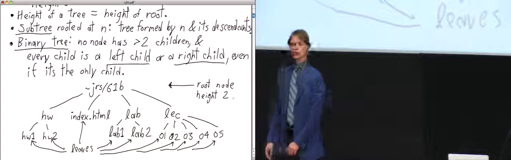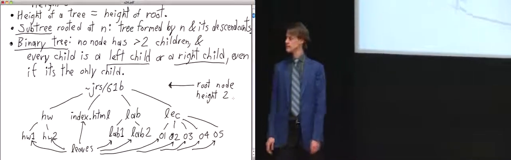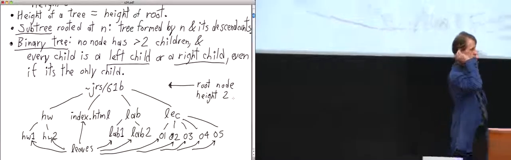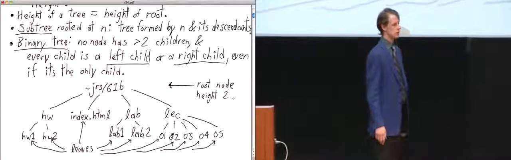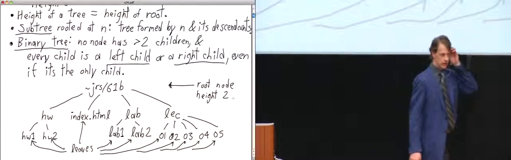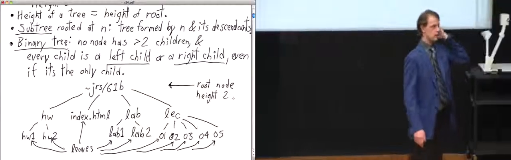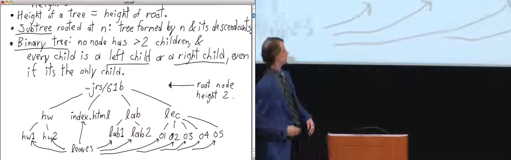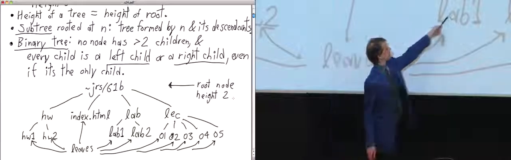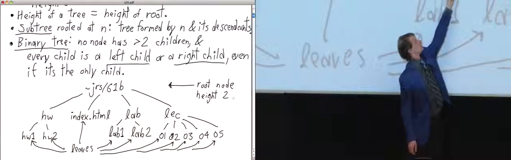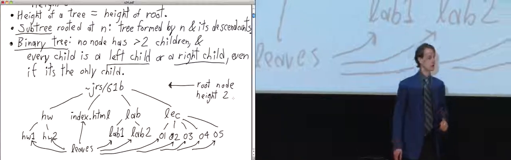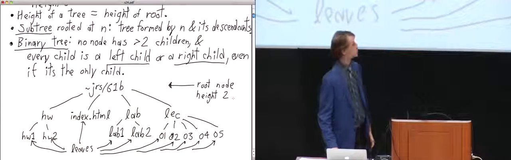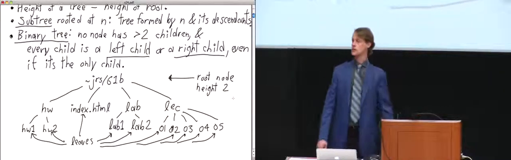So that gets us through all the terminology. Are there questions about this? Yes? Are edges the same as nodes? Pardon me? Well, so in this graph here, the labels like lab 1 are nodes, and the edges are these lines that connect the nodes together. So not the same. Other questions?